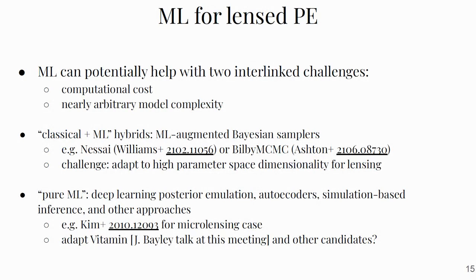Then there would be the possibility to go to pure machine learning, where you directly emulate the posterior. The autoencoder thing looks promising. There's this thing called simulation-based inference and other approaches where you completely bypass the traditional samplers. There's one paper that explores this for the microlensing case. And I think I just added that point at the end. VItamin sounds really promising for this, but you have to retrain it on this higher-dimensional parameter space, but it could probably work. Let's see.